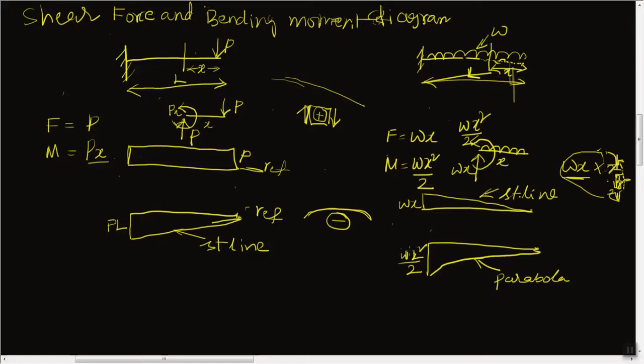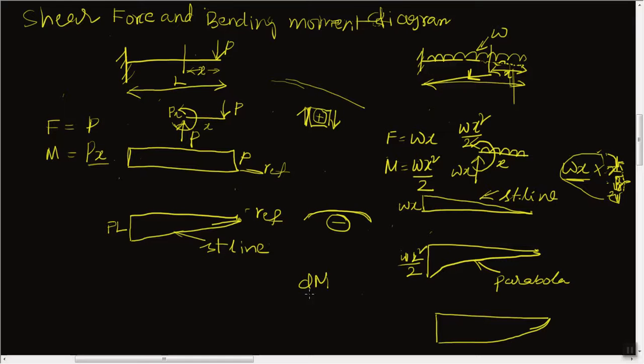One important thing we have to observe here is that we can also draw the same diagram like this. This also can be considered a parabola, but we are not drawing it like that. It is because we know that dM by dx is equal to F. Similarly, dF by dx is equal to the loading. This is what we call the relation among the bending moment, shear force, and the loading.